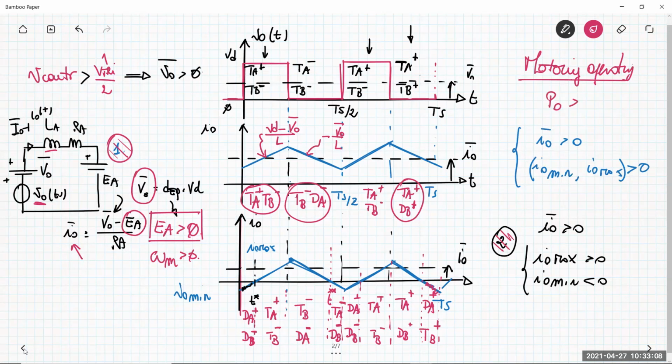P naught is positive. So if you want, we are operating our DC motor in the I naught, V naught plane, the plane in which you have just positive current and positive voltage. So you are here. Okay, so you are in the first quadrant of operation.